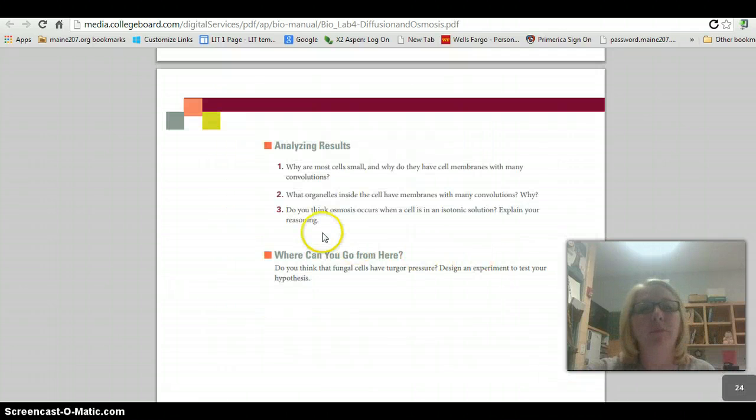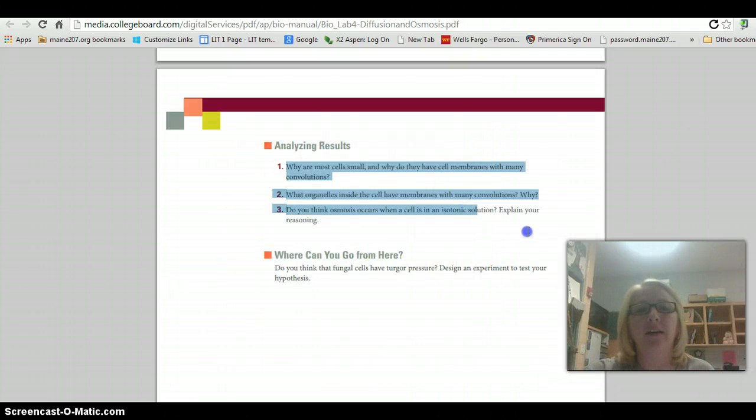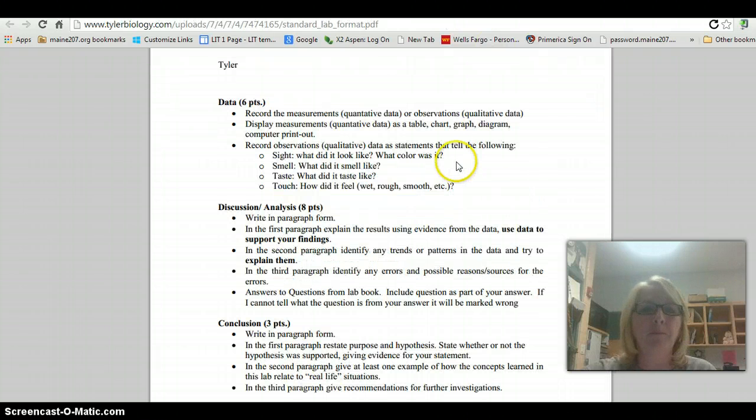And lastly, and most importantly, are these 3 analysis results questions. Every time we do a lab, we're always going to be answering these, the analyzing results questions. I've just added some extra questions from the previous pages for you. So that's part of analysis, and we're going to go back to the lab write-up right now.